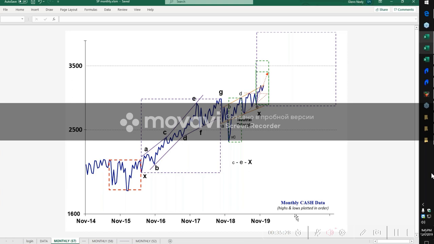This would be 2020, so this would be around the election in the US, and this would be 2021. So this would be a very long period of time possibly. It doesn't have to take this long, but it should get up somewhere in this territory before the pattern is over. It's hard to believe, but that's what it implies.